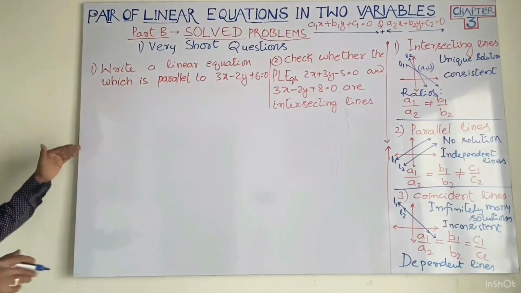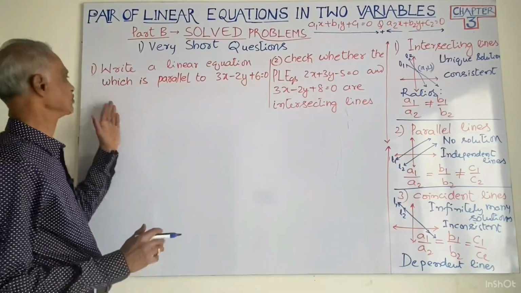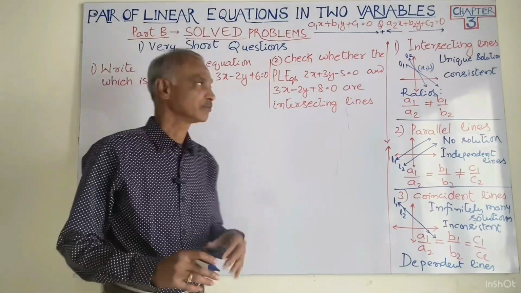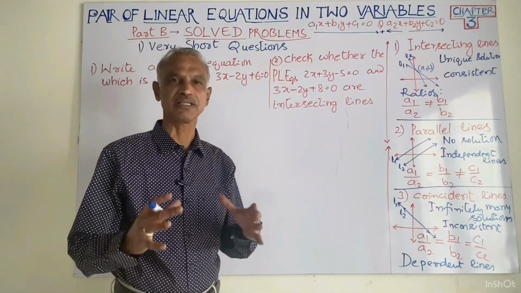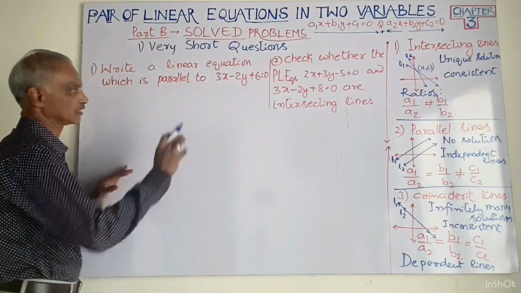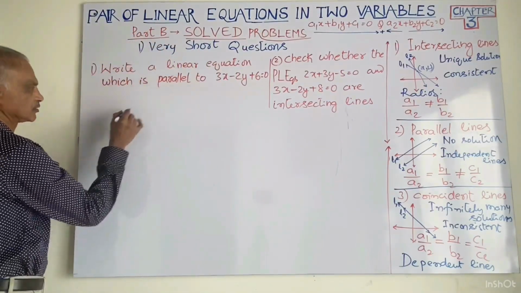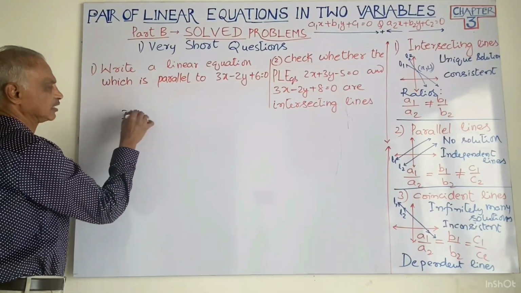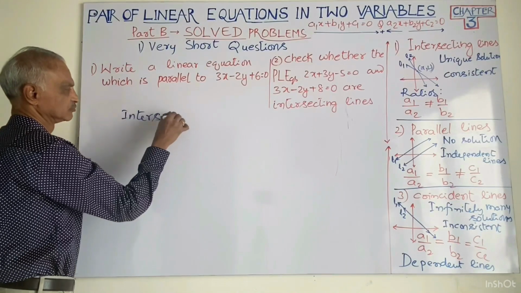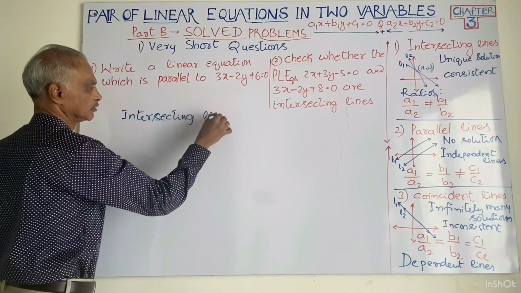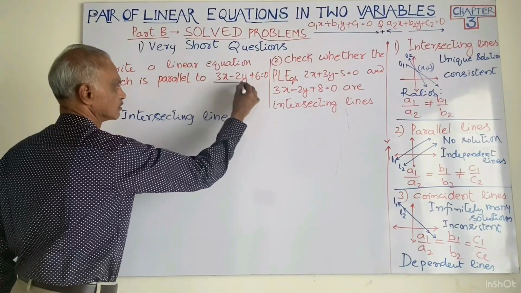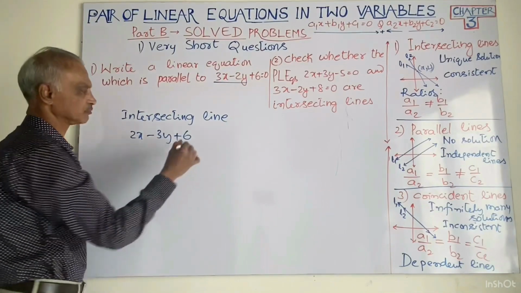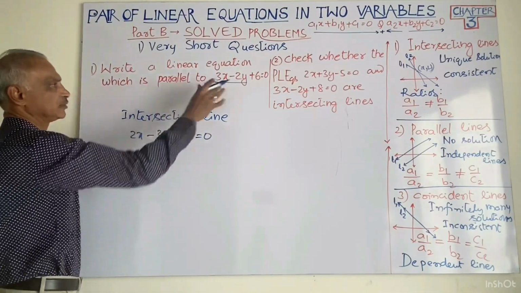Before going to do this problem, write a linear equation which is parallel to 3x minus 2y plus 6 is equal to 0. Before that, I will tell you one technique. You can write an intersecting line for this one. You should remember, just 2x minus 3y plus 6 or anything you can put. This is the intersecting line to this one.